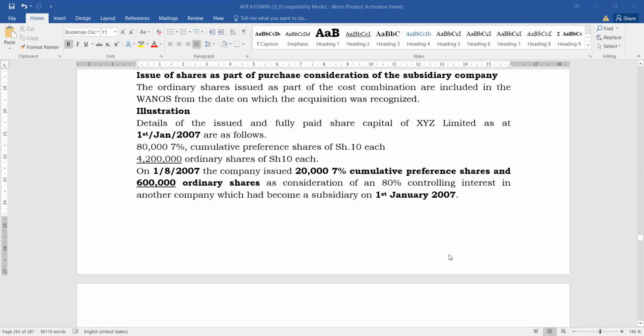You weigh them from the time the subsidiary was acquired. Subsidiary was acquired when, which period? 1st January 07. Yes, so you weigh them from January 07, not the August. August is when they issued the shares, but if they are part of purchase consideration, you consider from the time that the subsidiary was acquired. So that's why I'm considering 12 months, 12 out of 12.